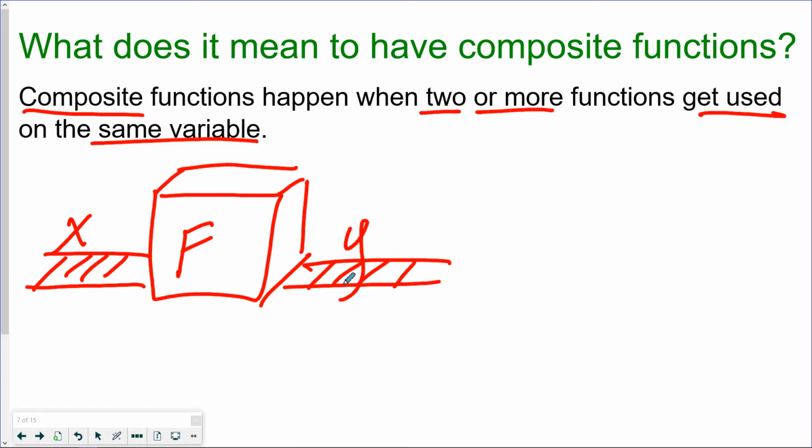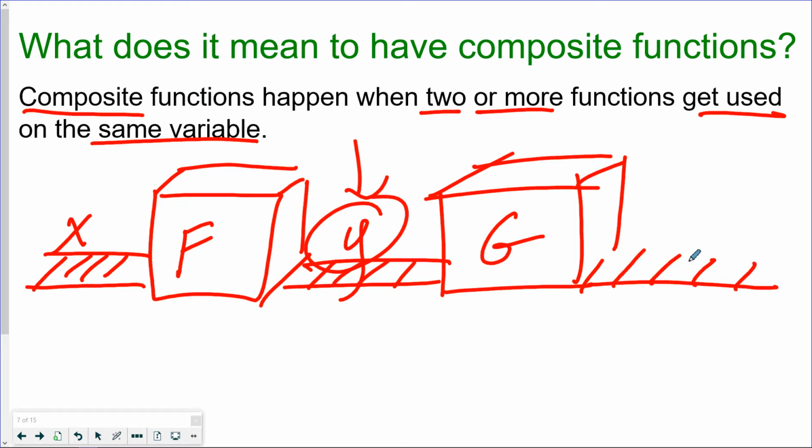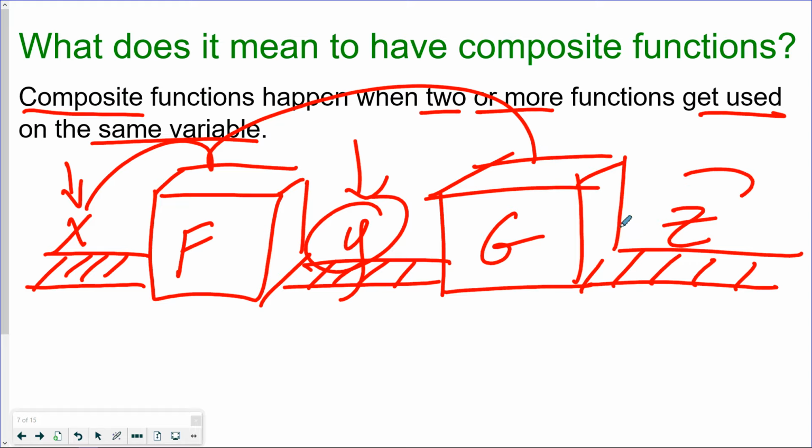Now, instead of just ending there, to make it a composite function, we put a second machine here. Let's say this is our g machine, and now it takes whatever that output was. It takes this y we have and does another function to it, and it spits out another new output. Maybe it's z this time. So a composite function just means we take one input, feed it through multiple functions, and then get an output.